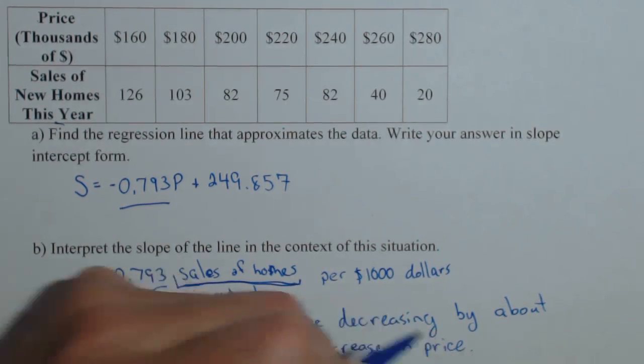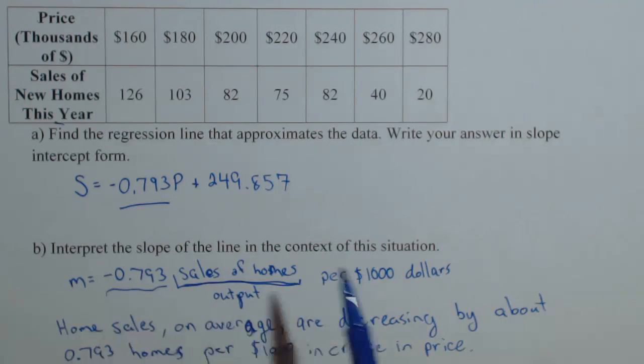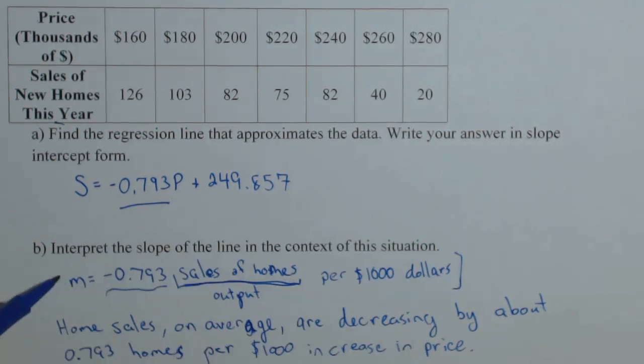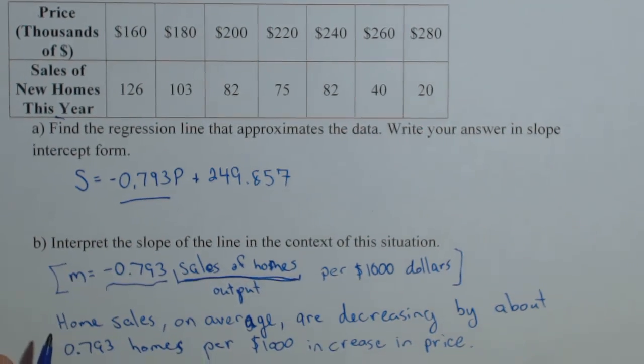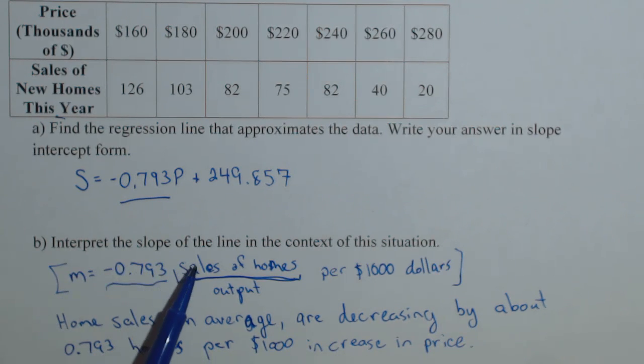So what we've done is we've broken this down to the basics in this first line here. The second line is my response to the question. So you want to identify what is your output, what is your input, and what does it mean? Well, in this case, it's telling us how much the sales are going to go down by if we were to increase the price by about $1,000.